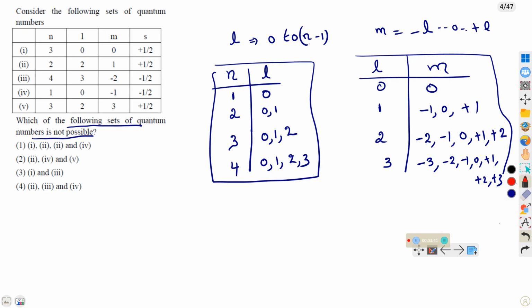L value 0, M value 0. This is possible quantum number. N value 2, L value 2. Is N value 2, L value 2 possible? No, this is not possible. After that, N is equal to 4, L is equal to 3, M is equal to minus 2, possible. N value 1, L value 0, M value minus 1. No, not possible. N value 3, L value 2, M value 3. Not possible. 2, 4, 5. Second option.